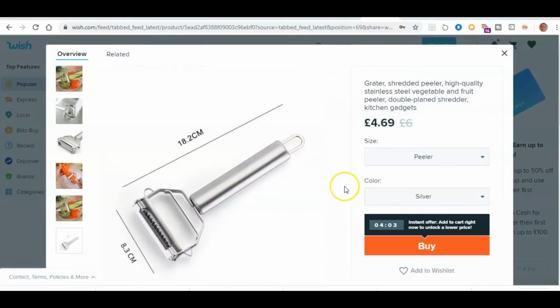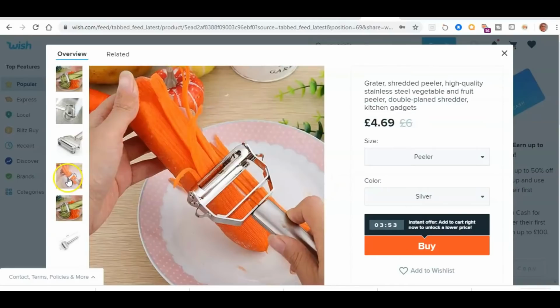It solves a problem, doesn't it? It's a shredder, it's a peeler, it's a grater, it's got multiple functions. I have seen these before, but I've not seen one that's multi-function.